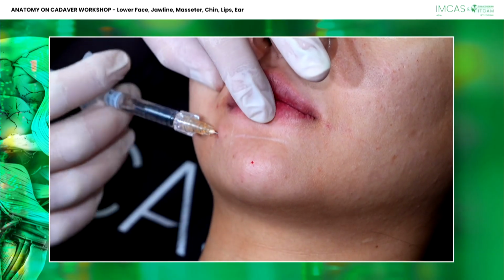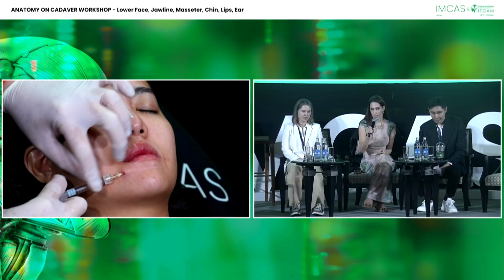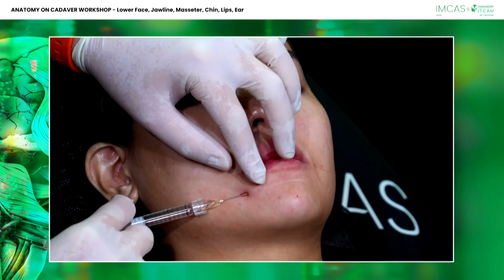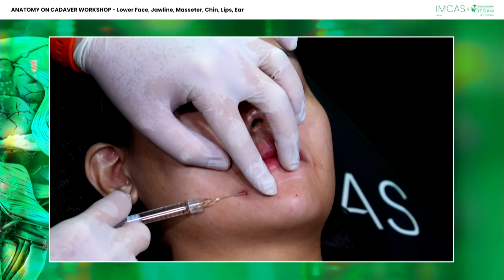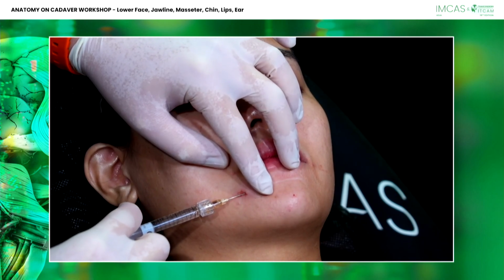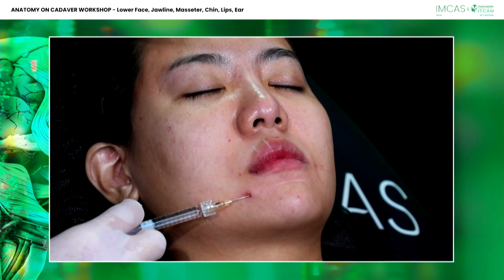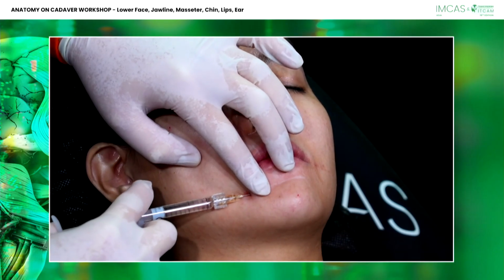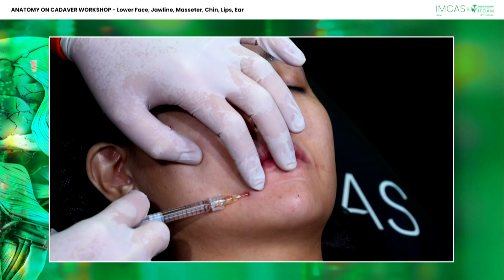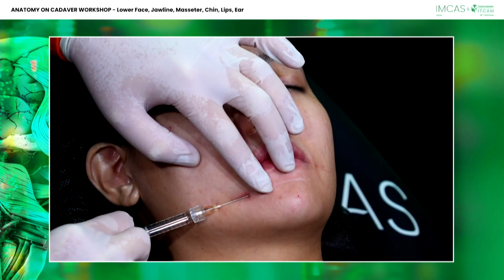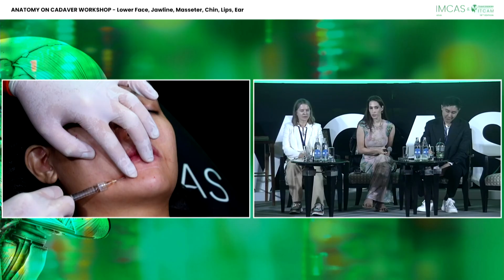Do you ever do subcision of the labiomental crease? Sometimes, but in this case, you can see that it's very easy to get inside the subcutaneous layer. So in this case, I do not do the subcision. But in some cases that are really stiff, where you cannot pass your cannula, I would do the subcision. And what tool do you use for subcision? Do you use a cannula or a no-core needle? I use a cannula.